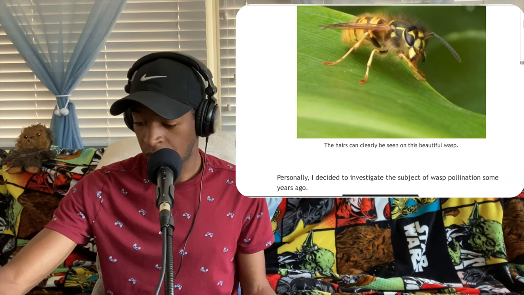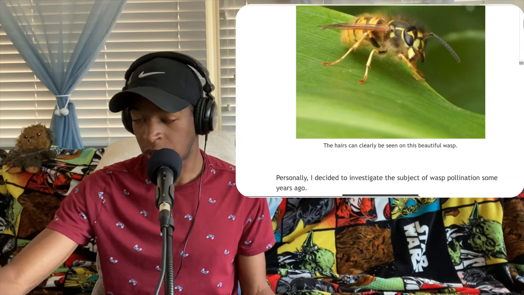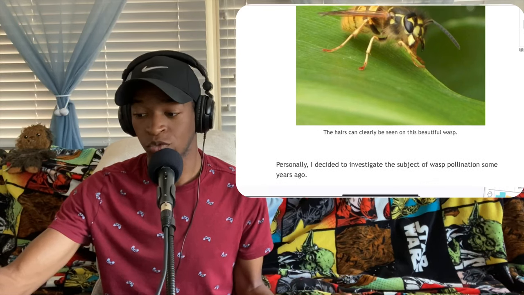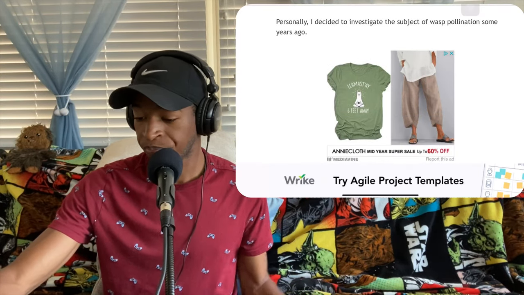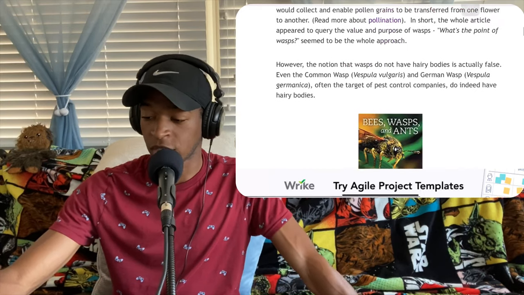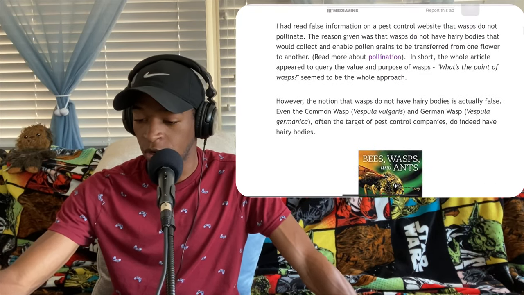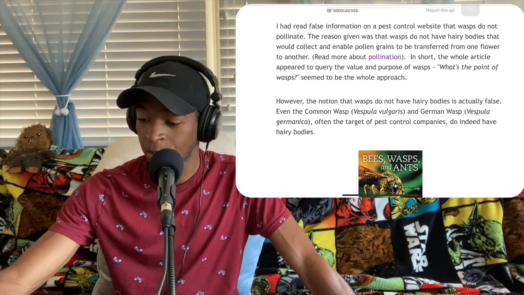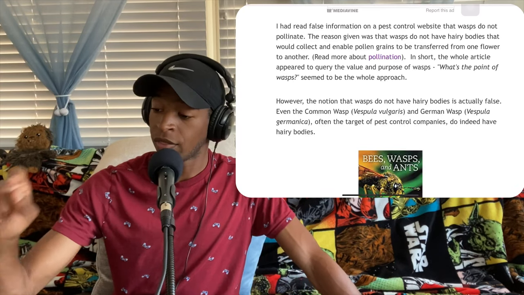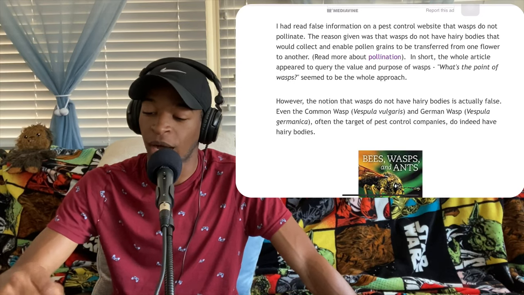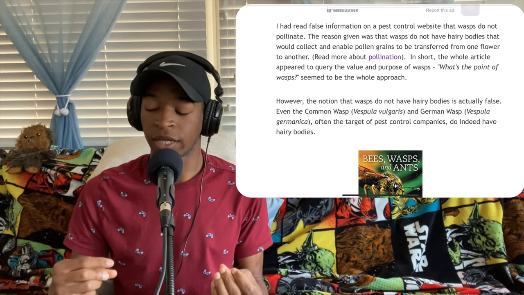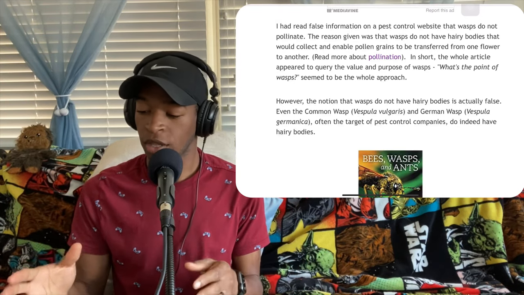Now, the hairs can be clearly seen on this beautiful wasp. I just read on Orkin that wasps had smooth, shiny skin and weren't hairy. But this does look more like a wasp than a bee. Personally, I decided to investigate the subject of wasp pollination some years ago. I had read false information on a pest control website, that wasps do not pollinate. The reason given was that wasps do not have hairy bodies that would collect and enable pollen grains to be transferred from one flower to another.